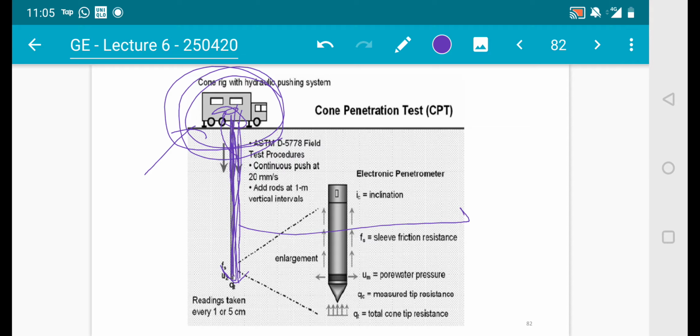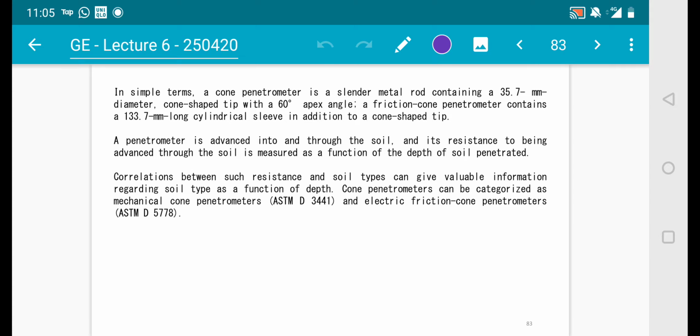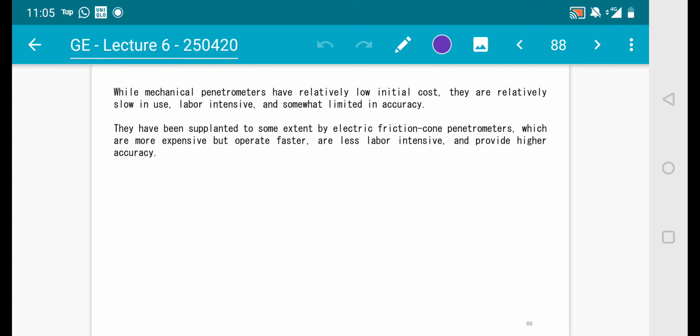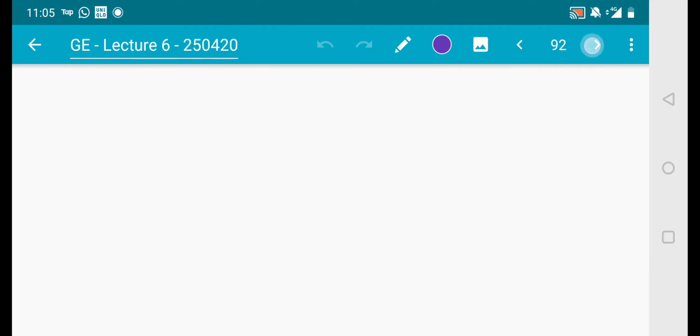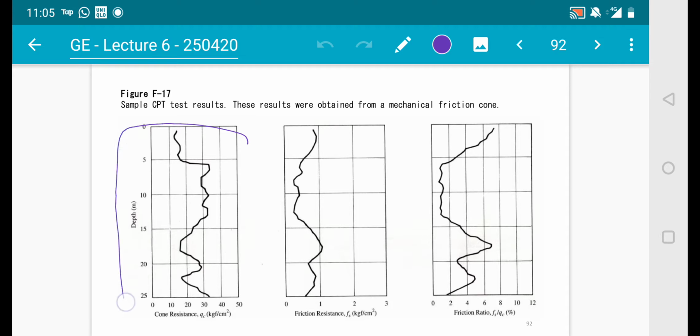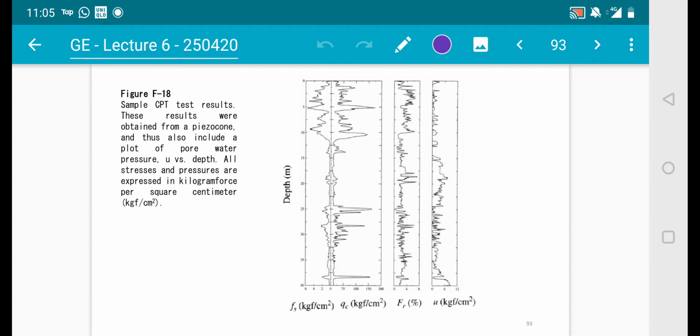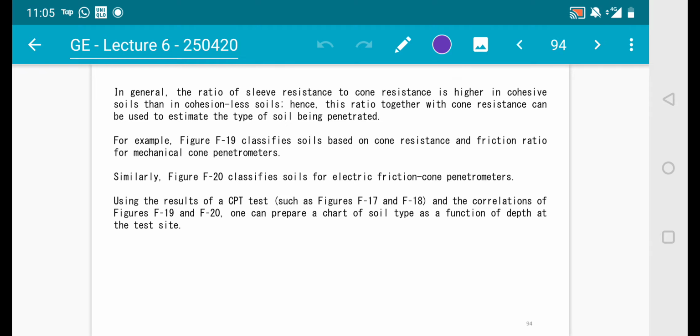Now, what are the parameters that we can have from CPT? These are the step-by-step process, and the sizing and so on. It's similar to SPT in the concept of sizing and everything, but it's just not taking samples out of the ground. The main important information is cone resistance, friction resistance, and also the friction ratio. All of this will relate to the stiffness of the soil later on. This is the raw data taken from CPT.